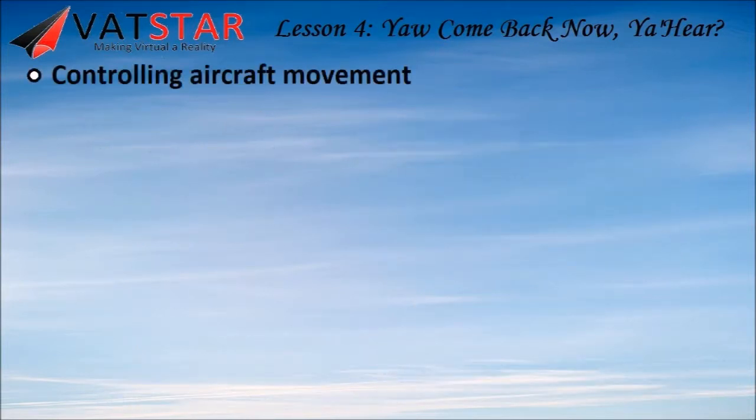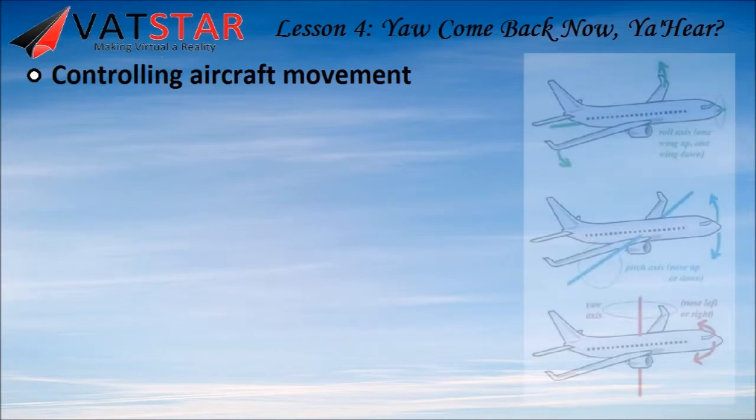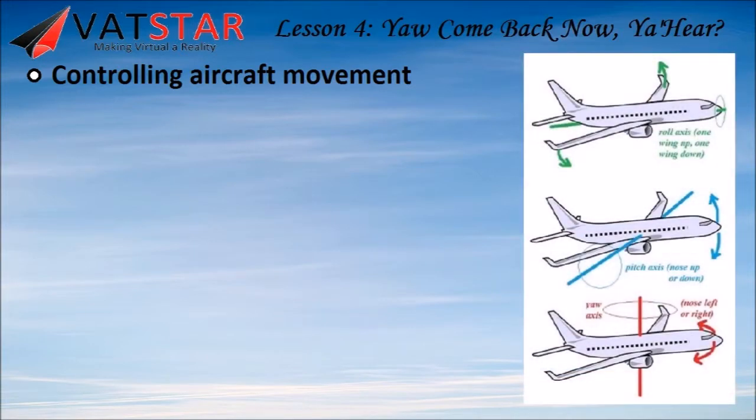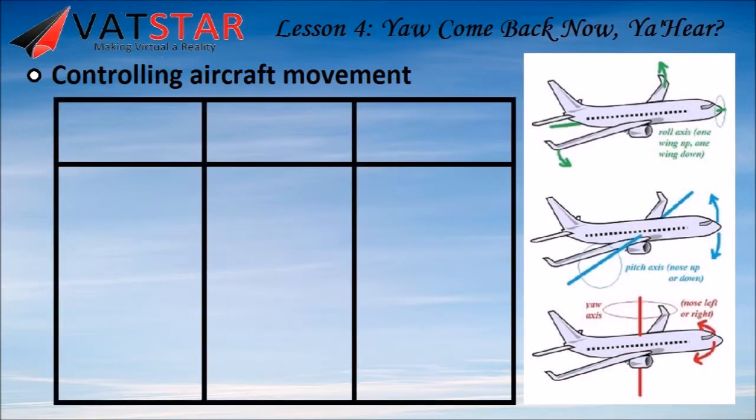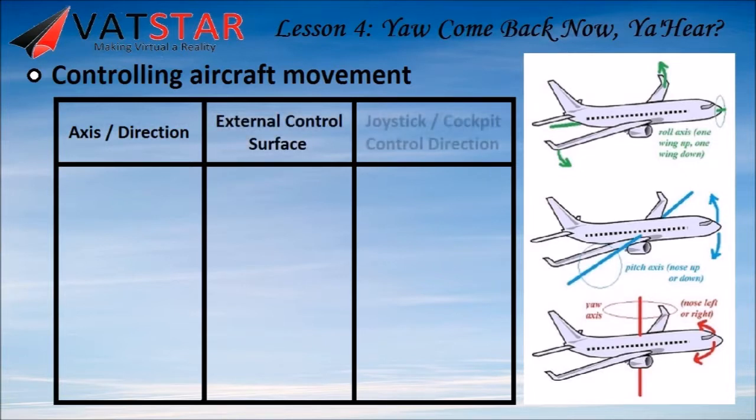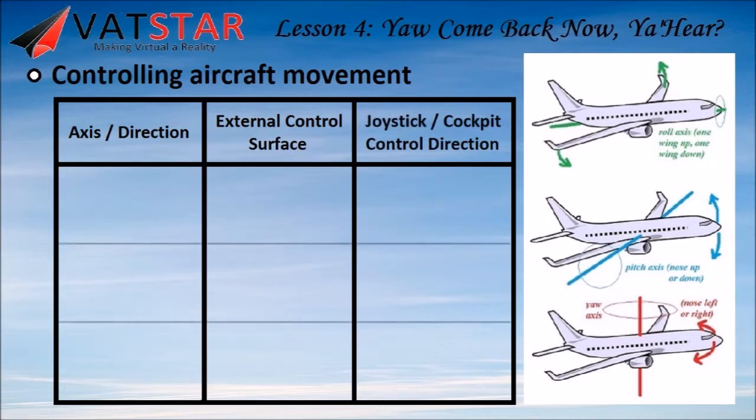So now we know how to describe an aircraft's movement on the 3 axes. How do we control it? Here's a nice little chart which will help us pair an axis or direction of movement with the external control surface that controls that movement with the cockpit control that directs that control surface.